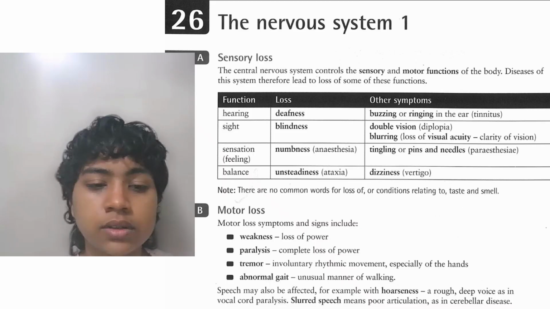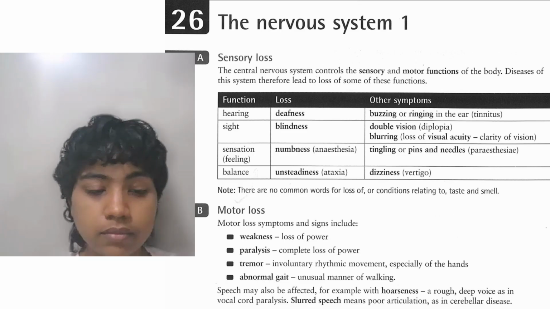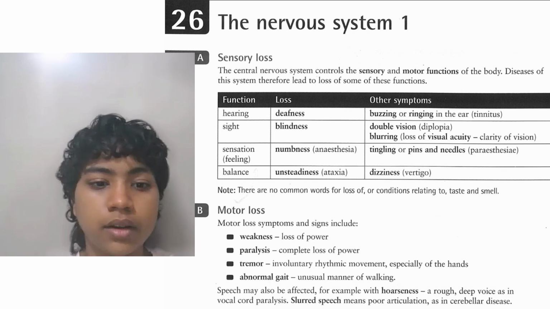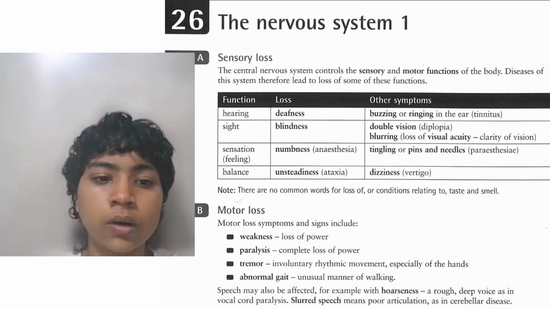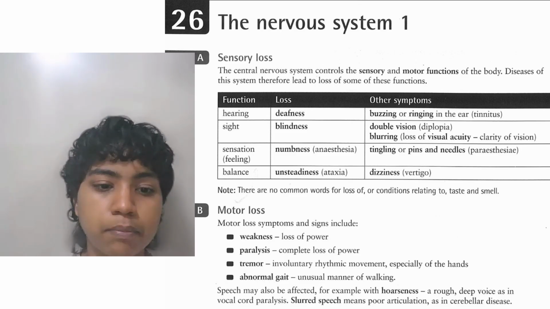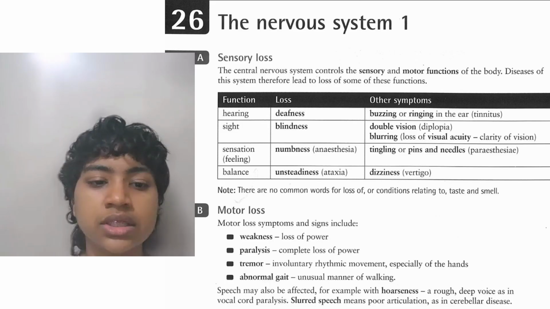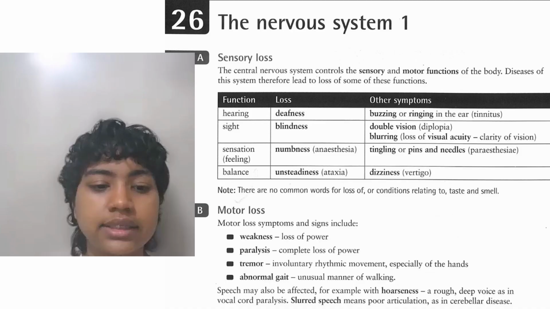Speech may also be affected, for example, with hoarseness, a rough, deep voice as in vocal cord paralysis, slurred speech, which means poor articulation as in cerebral diseases.